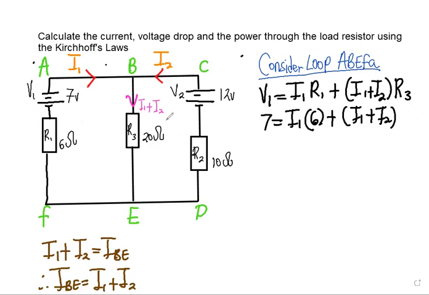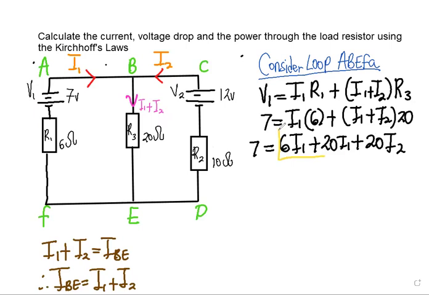So when you look at resistor number 3, we are having 20, so it will be 20. Now if you write it properly, mathematically 7 is equal to I1 times 6, that is 6I1, plus 20 times I1, that will be plus 20I1, then 20 times I2, plus 20I2. From here you're going to pair like terms.